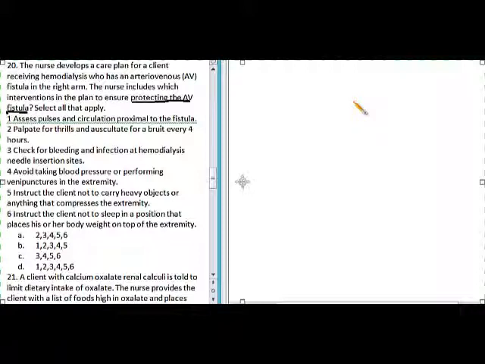1. Assess pulse and circulation proximal to the fistula. Of course, this is wrong. It should be distal, not proximal. 2. Palpate for thrills. That is correct. 3. Check for bleeding and infection. That is correct. 4. Avoid taking blood pressure. That is also correct. 5. Instruct the client not to carry heavy objects. That is correct. And number 6. Instruct the client not to sleep in a position that places his or her body weight on top of the extremity. That is also correct. So it's 2, 3, 4, 5, and 6. The answer here is letter A.